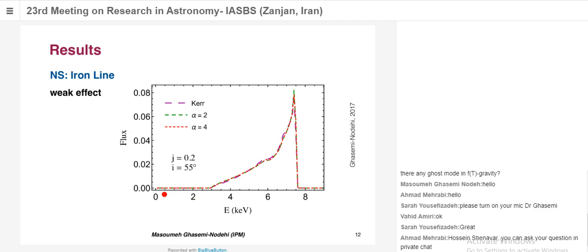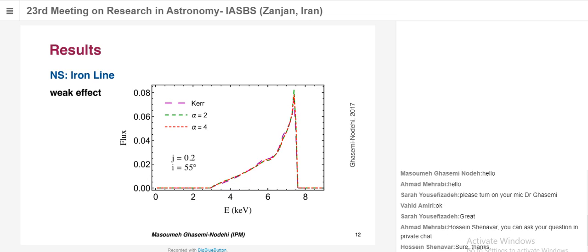This is the iron line for the case of spin 0.2 and different values of alpha. As we see, there is not a strong effect here, and the effect is weak. And we don't expect to constrain parameters in this case, but we will see if we can do it or not.